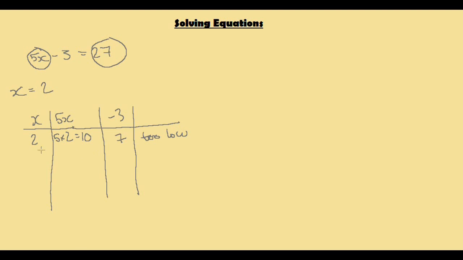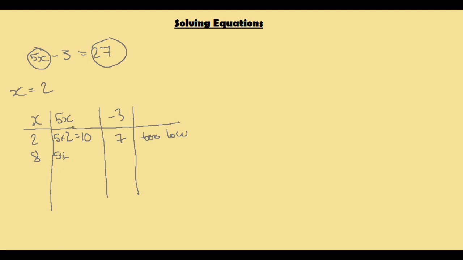So the next step is to improve and say, well, I know that 2 was too low, so I'm going to go up to, say, 8 and see how that works. So again, I'm going to do 5 times 8, 5 times x. X is 8 in this case, because we're improving the guess or the estimate to an 8. So 5 times 8 is 40.